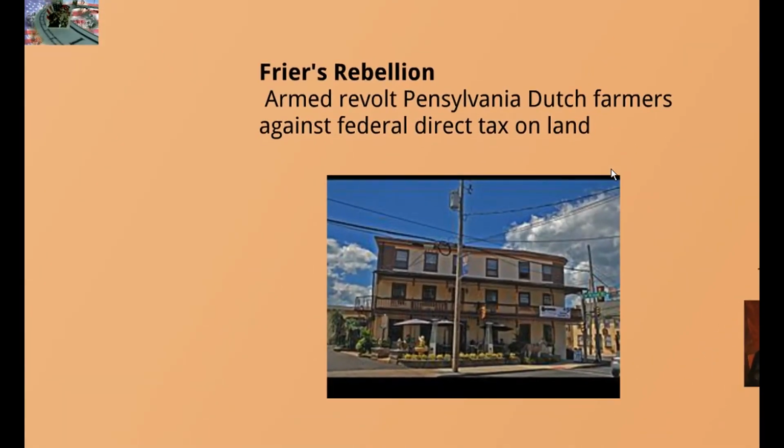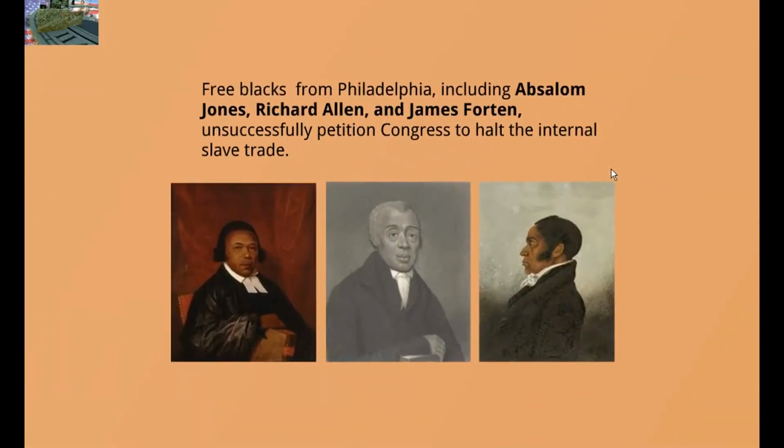Another important social movement is Fries's Rebellion, which is an armed revolt by Pennsylvania Dutch farmers against a federal direct tax on land. What is the relationship between this tax and the Navy? We said usually that the Navy is associated with taxation. This tax on land is issued by the Federalist government in order to fund this newly created Navy.